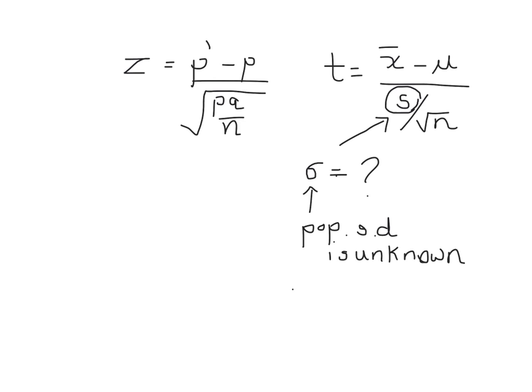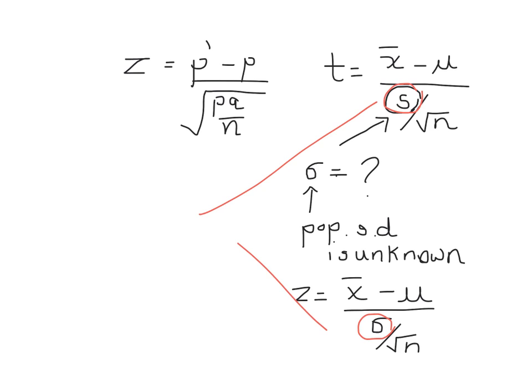So when we do know sigma, we see another formula on our formula sheet for Z for means. And notice the difference when you compare these two formulas, the formula for T and the formula for Z. The only difference is that with Z, we know sigma, with T, we do not, so we're using S. That's really the major difference.